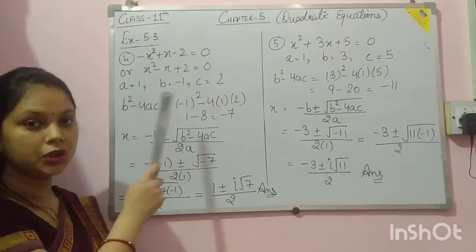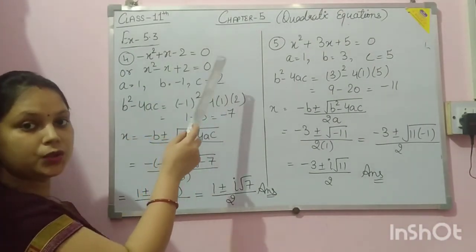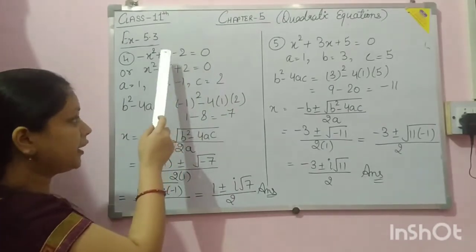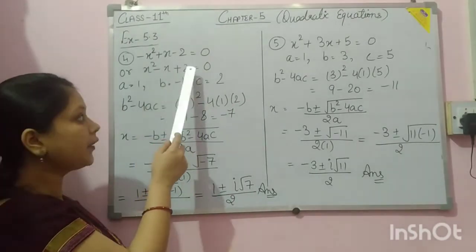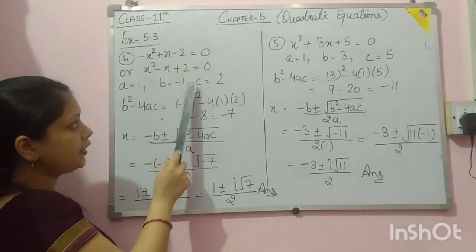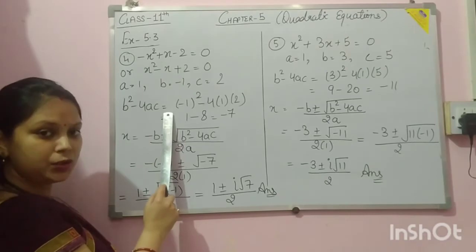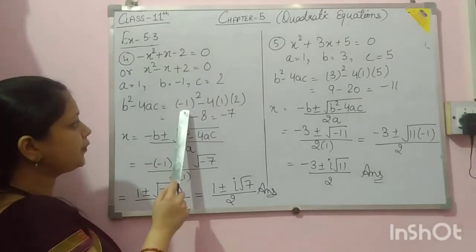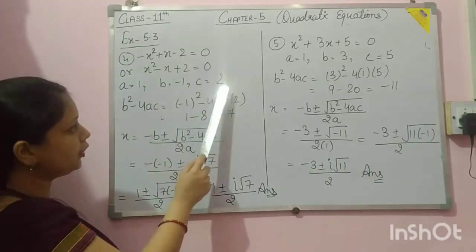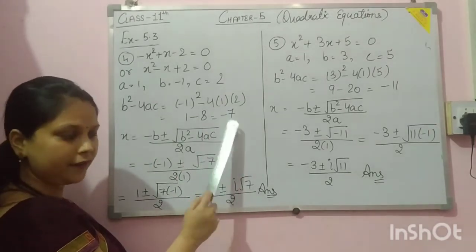Now your next question is question number 4, minus x square plus x minus 2 equals to 0. So let us take minus common and you will get x square minus x plus 2 equal to 0. Now a is 1, b is minus 1 and c is 2 here. So firstly you will calculate b square minus 4ac. b is minus 1 square, 4 into 1 into 2, that is 8, 1 minus 8 is minus 7.